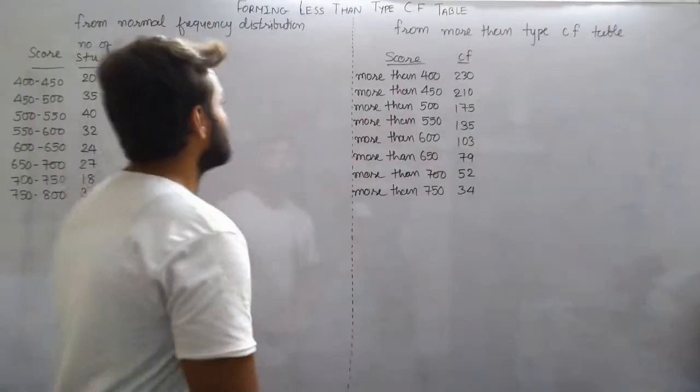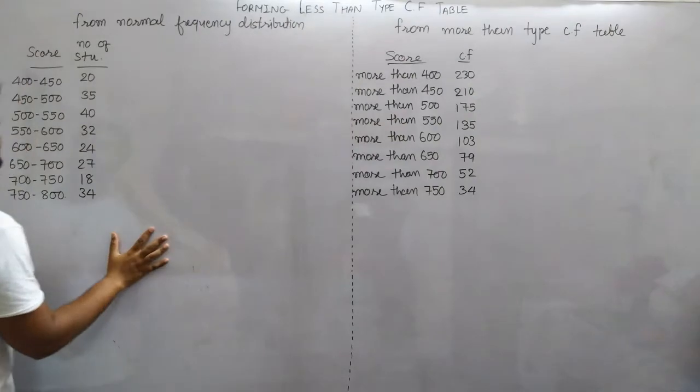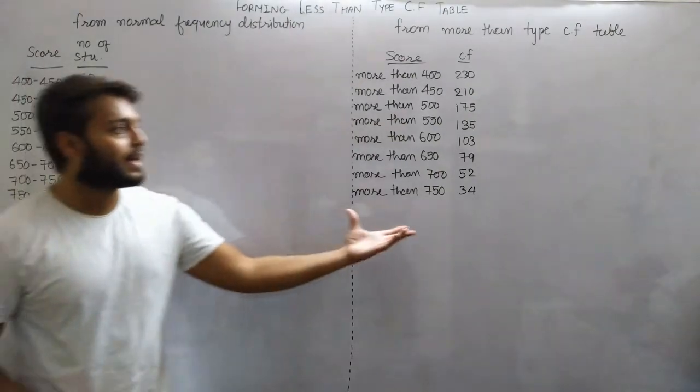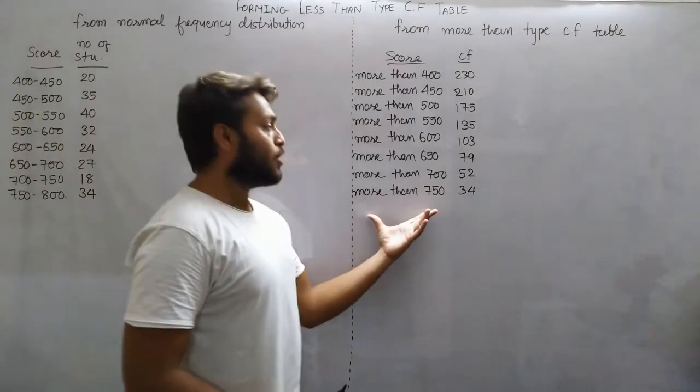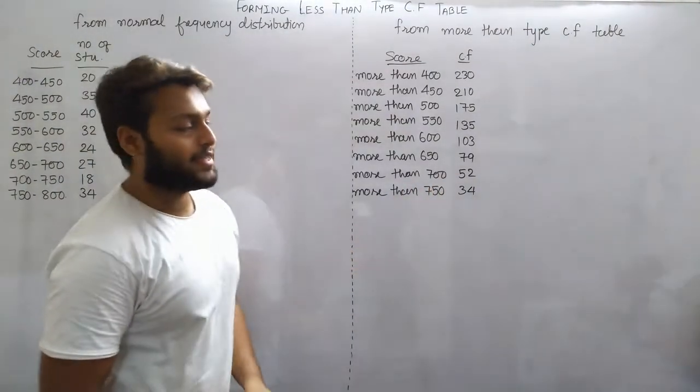So let's begin. I have taken a first example here. In the first example there are the classes and the frequency. I have taken another example in which the classes are not there but the more than type of cumulative frequency is there.